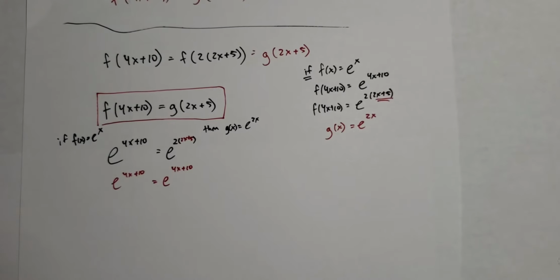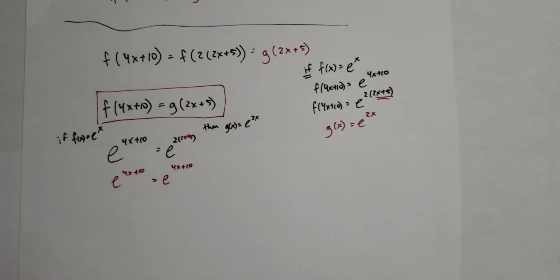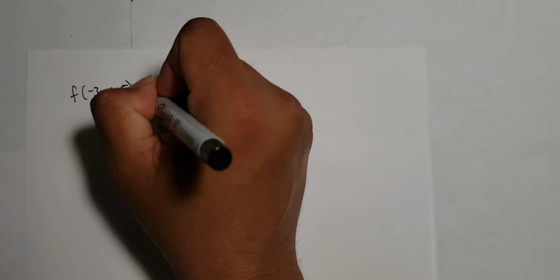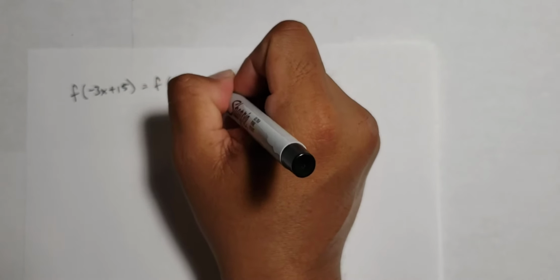So let's do another concrete example. It's a little more complicated, so you can see how it kind of works out. Let's say it's for negative numbers. So let's say I have f of negative 3x plus 15. You can factor out a negative 3. So that's going to be f of negative 3 times x minus 5.